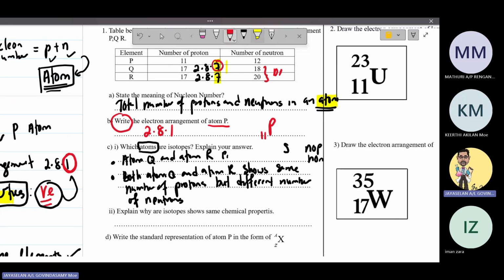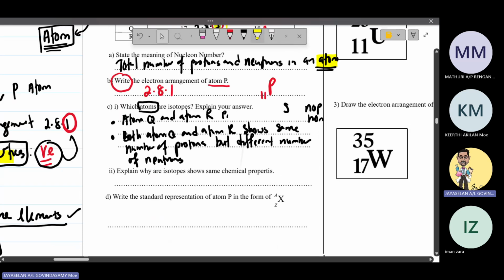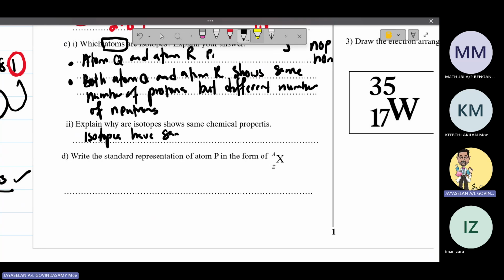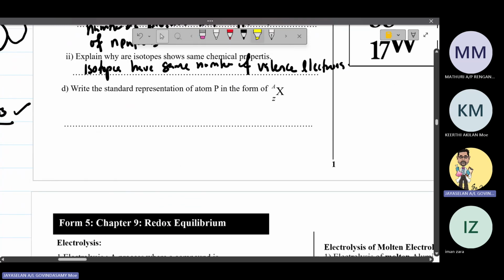Okay, so how to answer this? Why do these isotopes show the same chemical properties? Because isotopes have the same number of what electrons? Number of valence electrons. Therefore, they show the same chemical properties. Any question? No question. Okay.